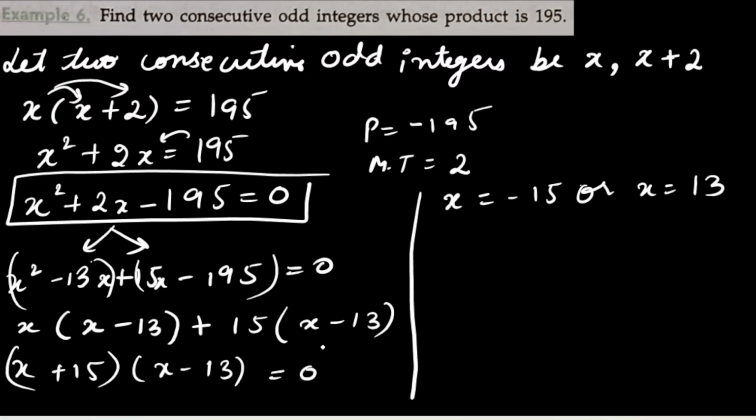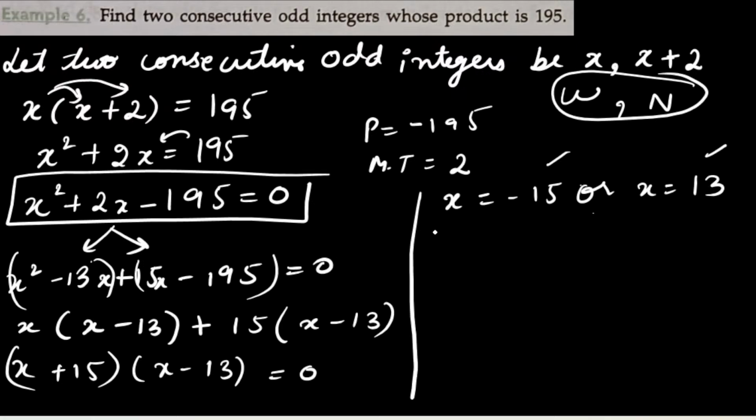Because we are talking here about integers, both are possible. Integers means positive as well as negative. So both the values are acceptable, because we are not talking here about whole numbers or natural numbers. We are talking about integers. Integers can be positive as well as negative, and both values of x we have got are odd.